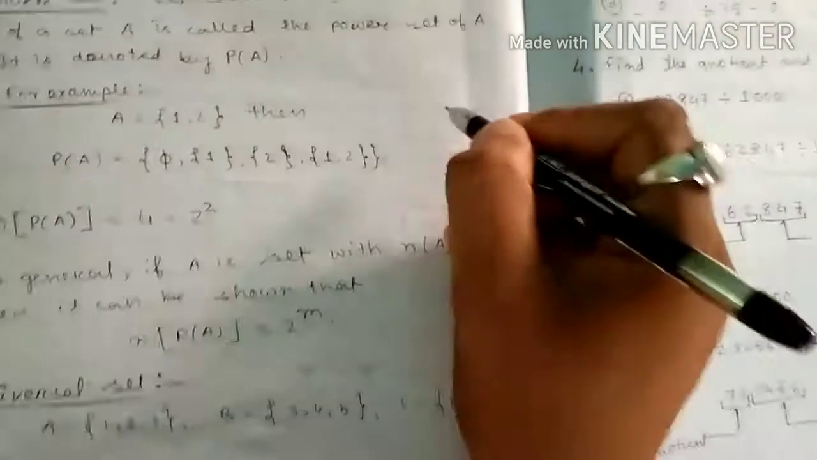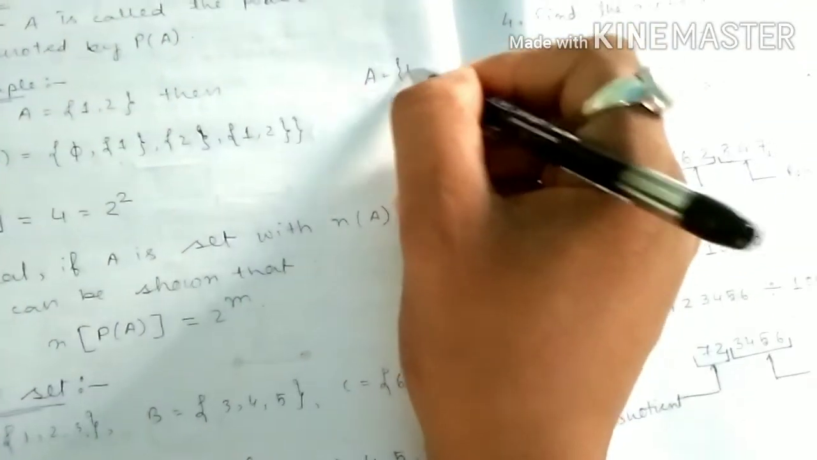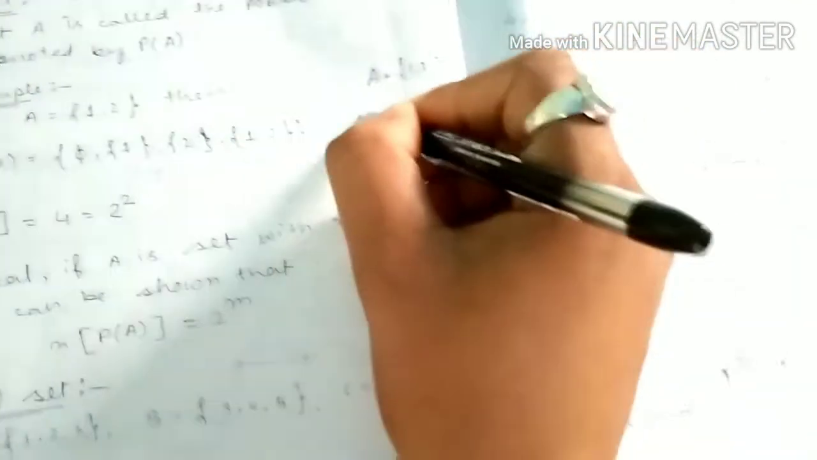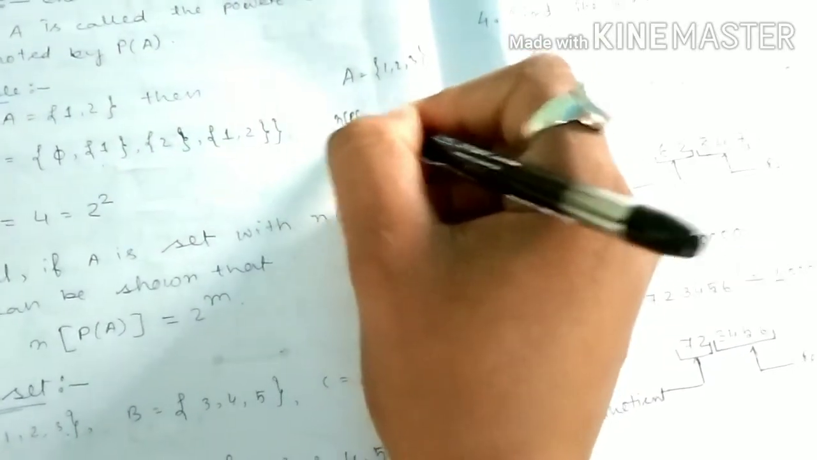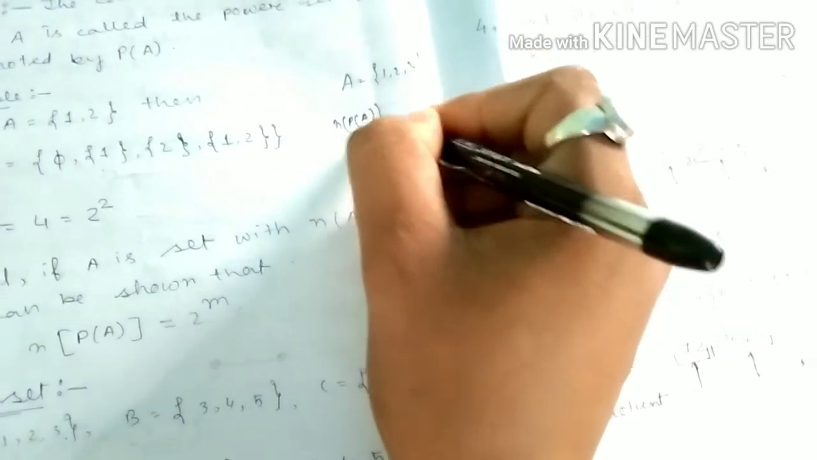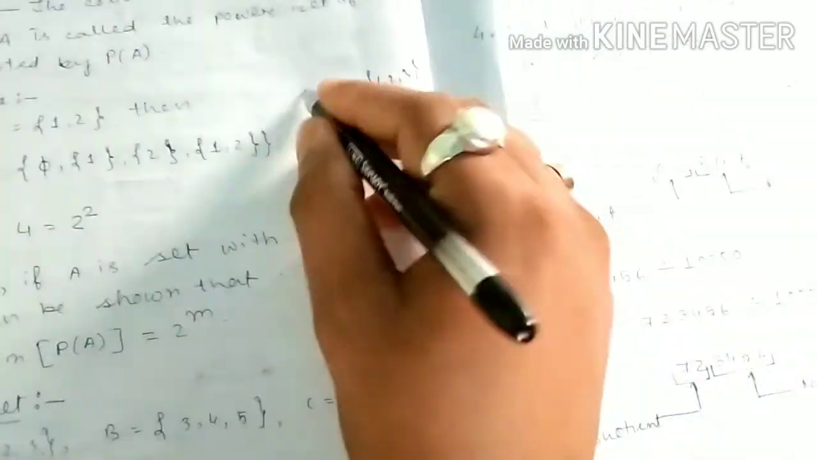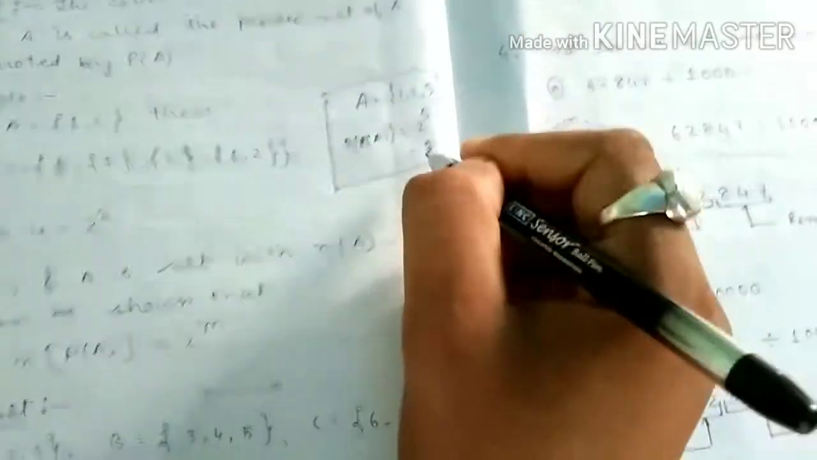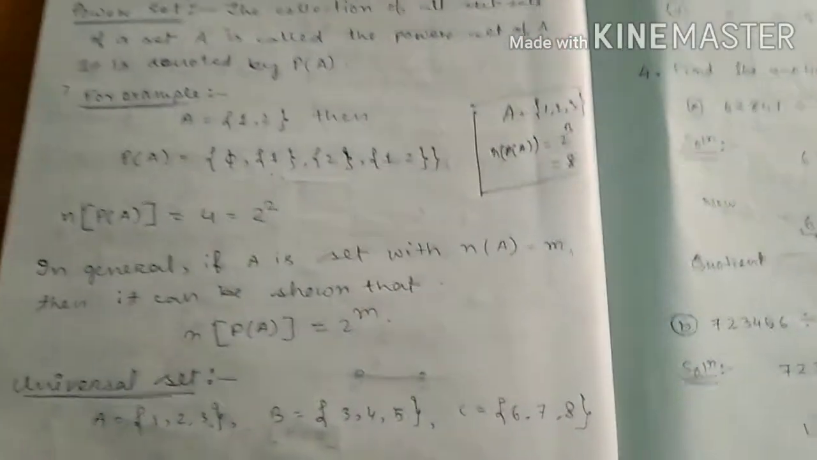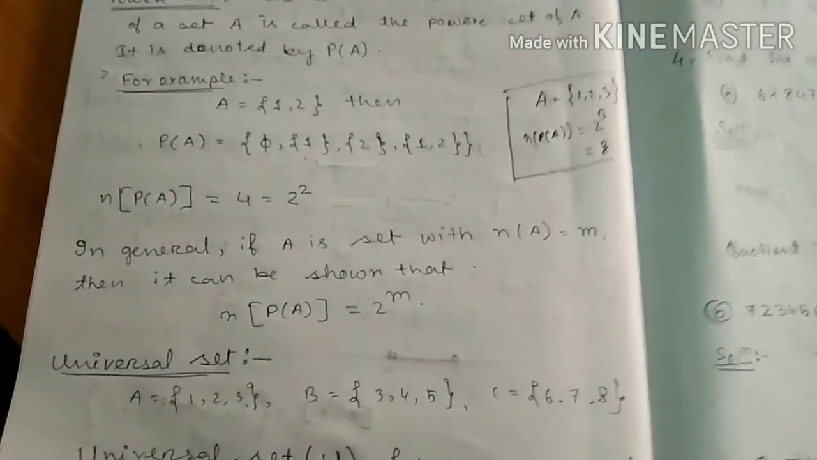Suppose set A contains 3 elements: 1, 2, 3. So n(P(A)) equals how many? 2 to the power 3, so you will get 8. So here how many elements are there? 8 elements are there. Okay, this is about the power set.